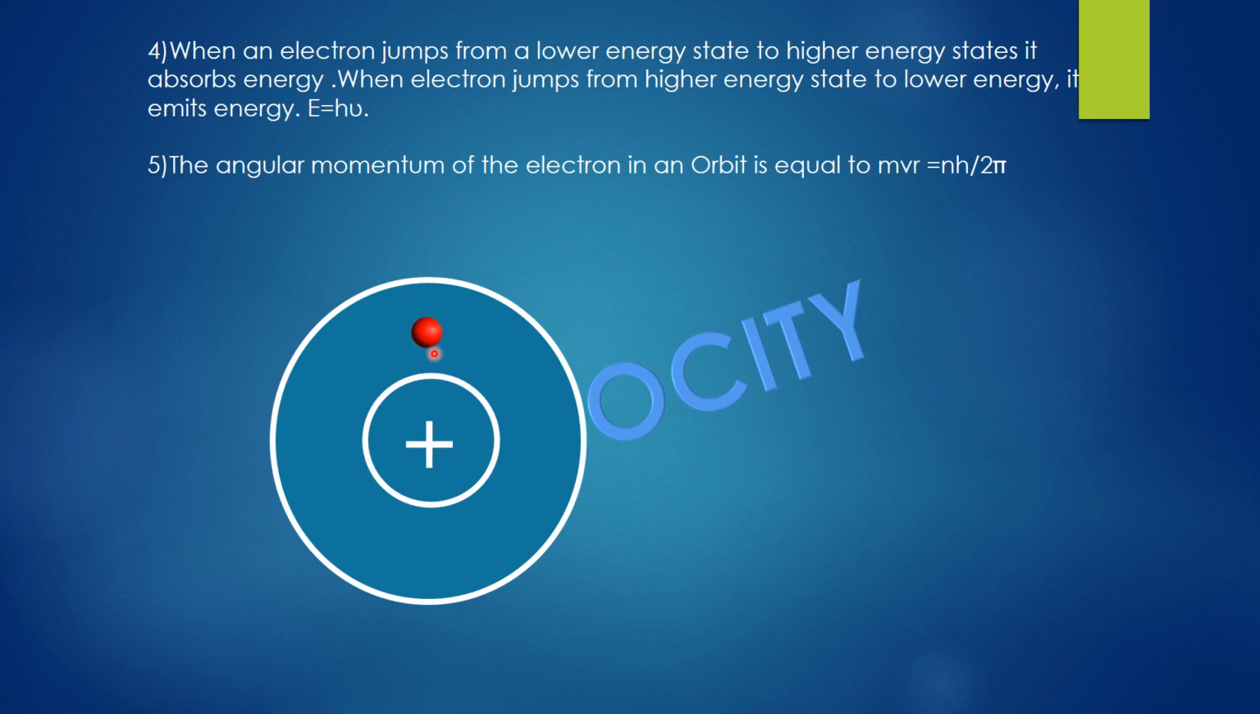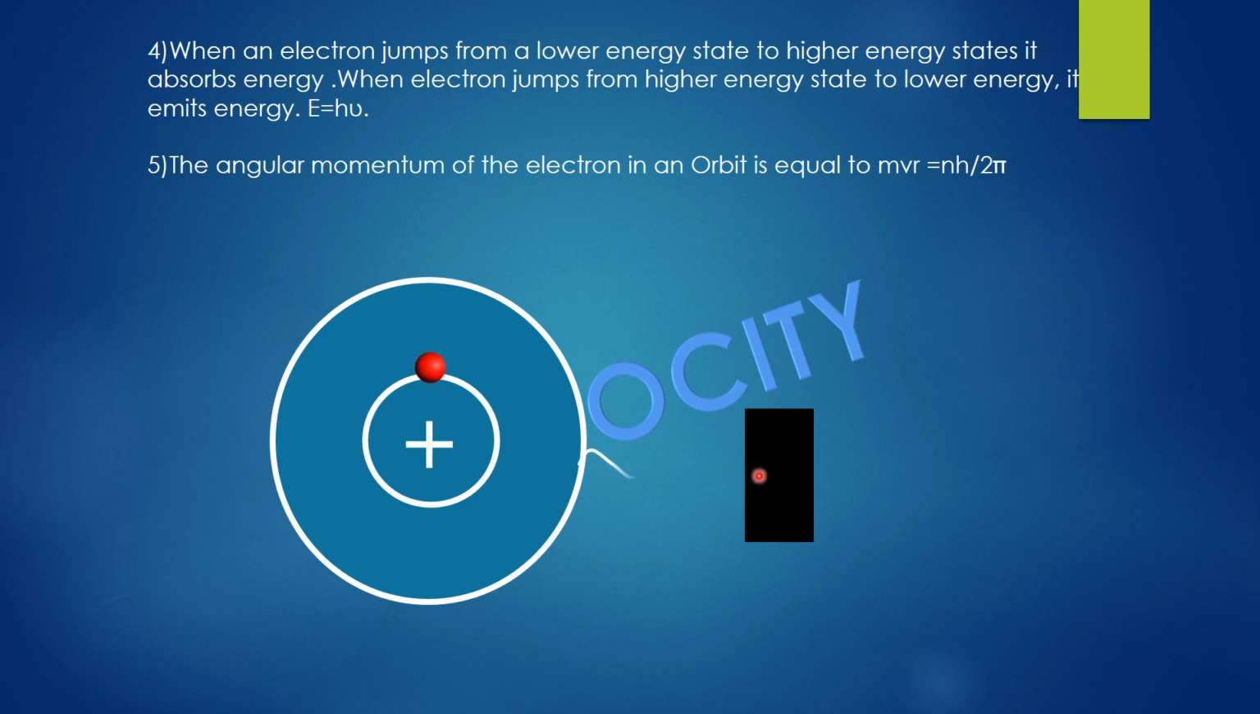Children, you observe this animation. The electron is jumping from the excited state to the ground state. Why is it jumping? The electron cannot stay a longer time in the excited state. It has to come back to the ground state, or to its original state. The difference in the energies is emitted in the form of radiations.